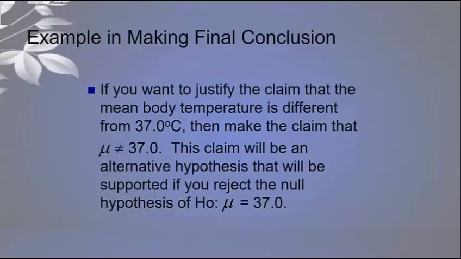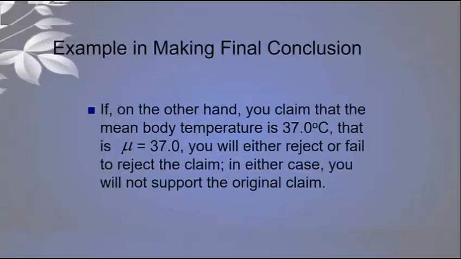If you want to justify the claim that the mean body temperature is different from 37.0 degrees centigrade, then make the claim that mu is not equal to 37.0. This claim will be an alternative hypothesis that will be supported if you reject the null hypothesis of mu equal to 37.0. If on the other hand you claim that the mean body temperature is 37.0 degrees centigrade, that is mu is equal to 37, you will either reject or fail to reject the claim. In either case, you will not support the original claim.